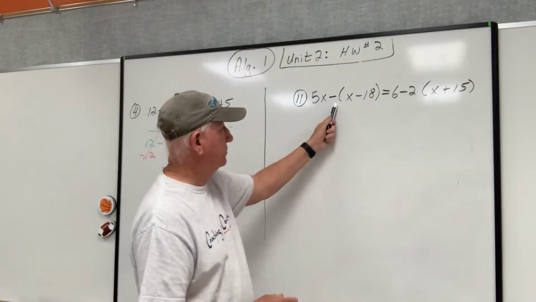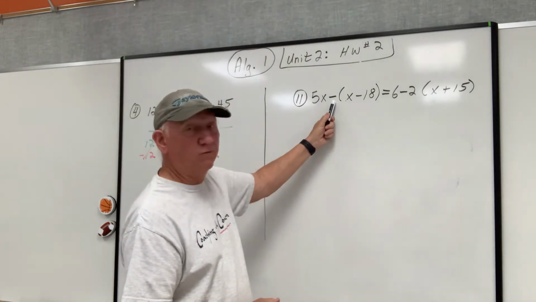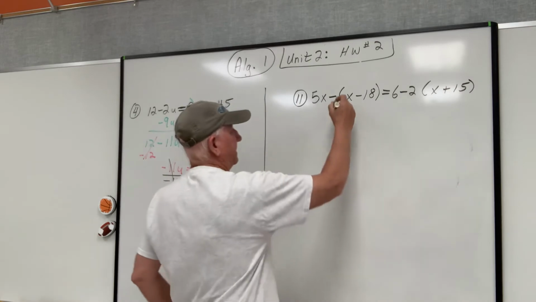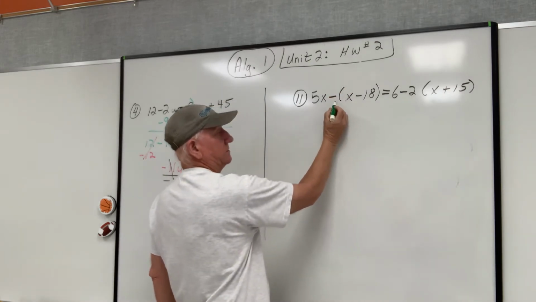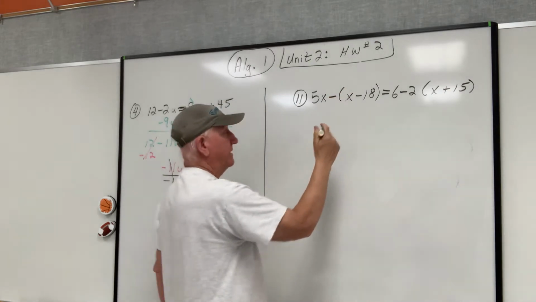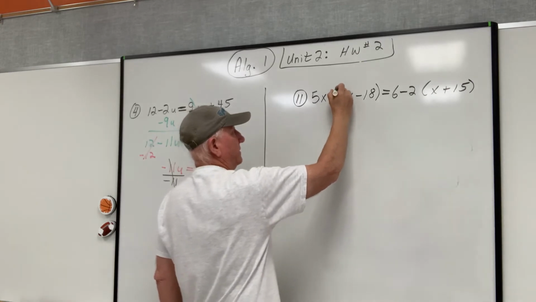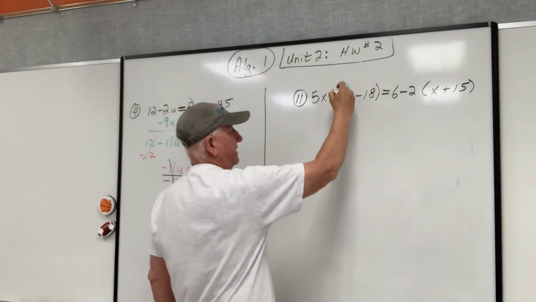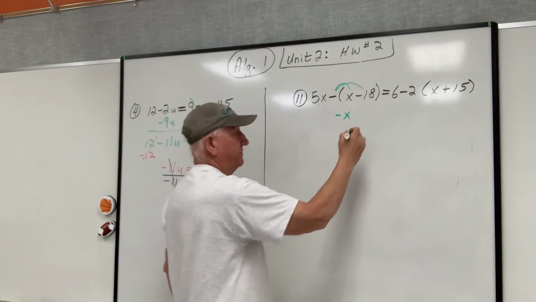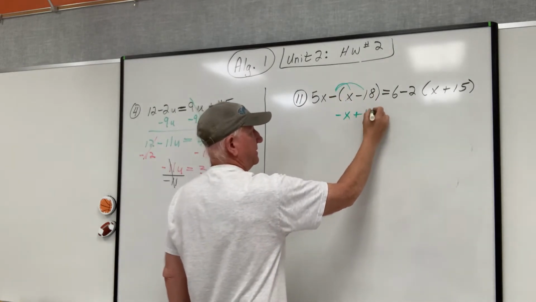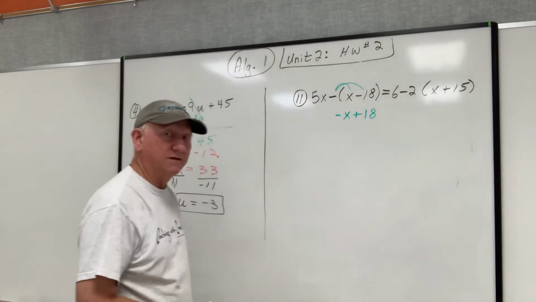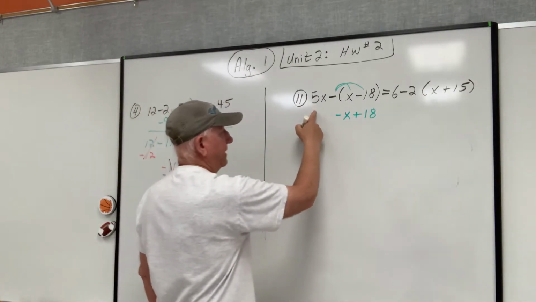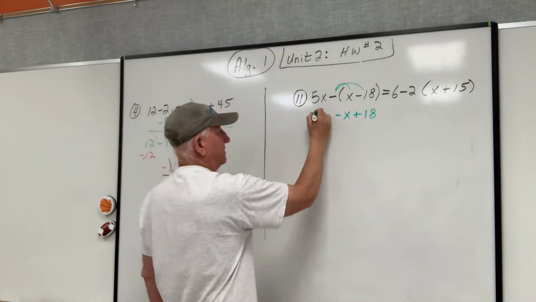So that means here, I'll be multiplying negative 1, because if it's not a number there, it's understood, right? Remember, negative 1 times x is going to give me a negative x. And then negative 1 times negative 18, a negative times a negative is going to make that a positive 18. And I'm just going to bring down my 5x because I haven't done anything with it yet.